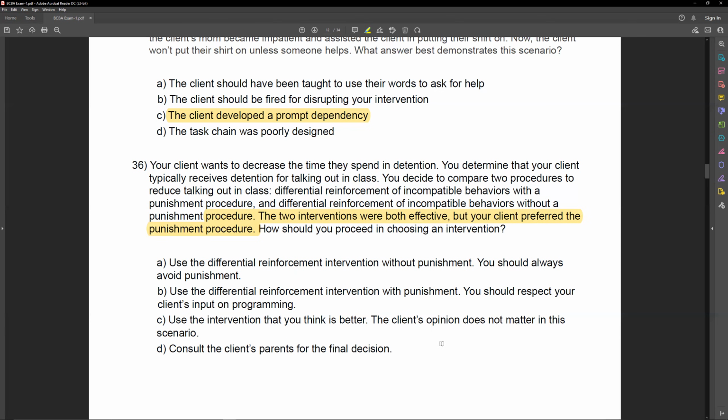Okay, you've already designed these interventions. You're way past that part. Okay, both work. You have A or B. The client prefers B. Let's go with the one with punishment.